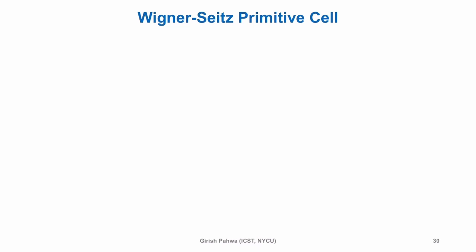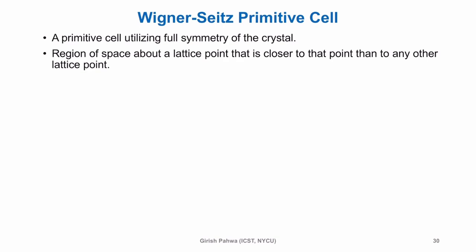How do we generate it? This is a primitive cell which utilizes the symmetry of the crystal, and by definition, geometrically, it's the volume or the area of the space around a lattice point which is closer to that lattice point than any other point. A little bit confusing. It's the region of space that is closer to that point than any other lattice point.